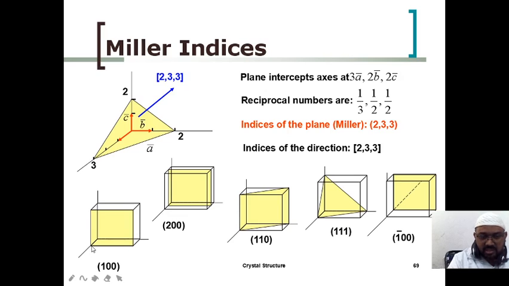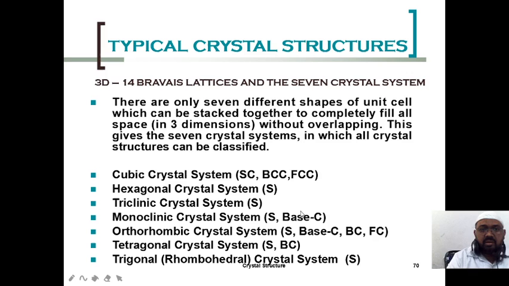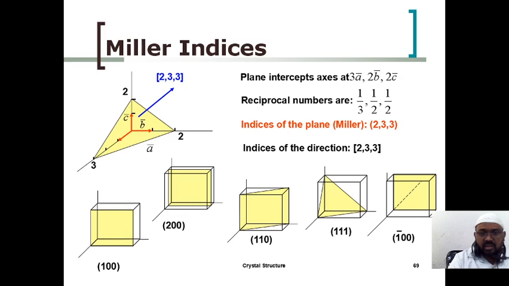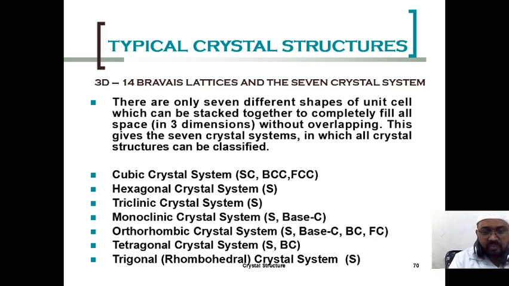See here, it is cutting the x-axis. It is also cutting the x-axis. Here also the x-axis. Here also x, y, and here x and y. Here, this particular yellow portion is a plane. Here also 1 1 1 is a plane. So now we have discussed the Miller indices and so on.